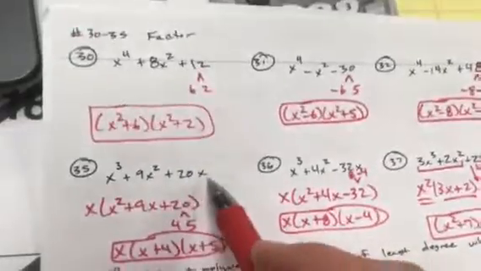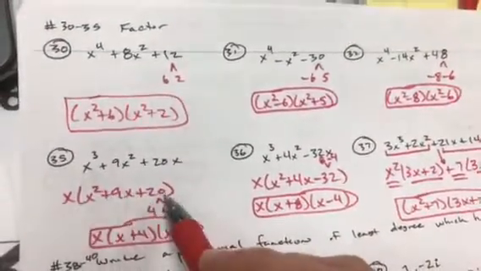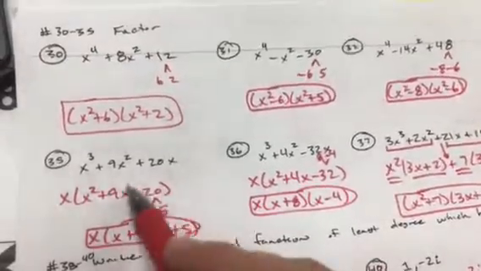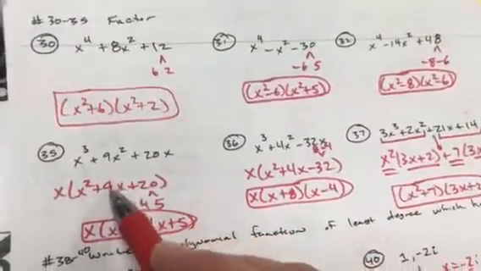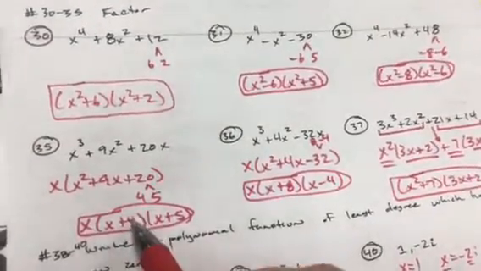Guys, on these, I got to factor out the x that they all have in common. Take the x out. Everything is 1 power less. When I have x squared here, I can factor. What multiplies to 20 and adds to 9? 4 and 5. So that x is on the outside. You're left with x plus 4, x plus 5.